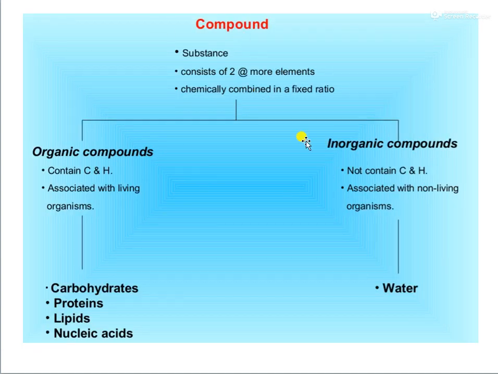Now, what are compounds? Compounds are formed by the combination of different elements, chemically combined in a fixed ratio, and they can be organic or inorganic in nature. Organic compounds contain carbon and hydrogen, and they are associated with living organisms. Inorganic compounds do not contain carbon and hydrogen, and they are associated with non-living organisms. Water is an example of it. Organic compounds include carbohydrates, proteins, lipids, nucleic acids, and so on.